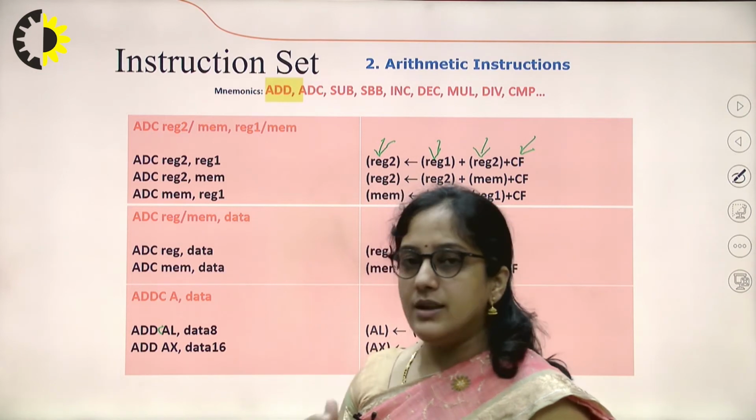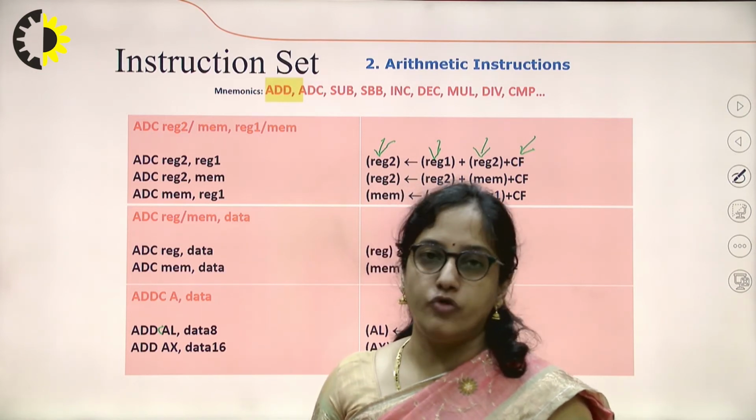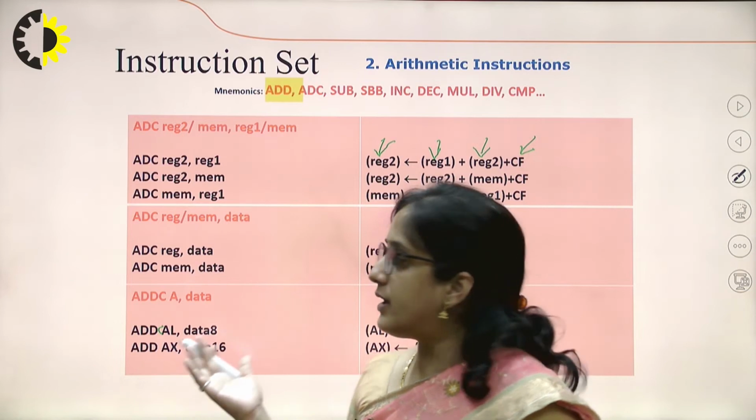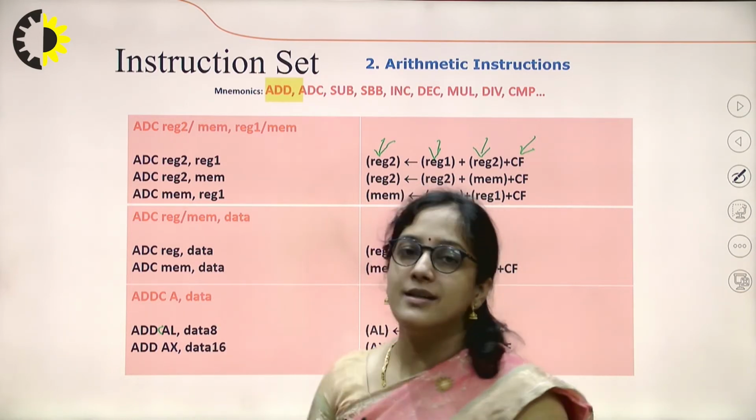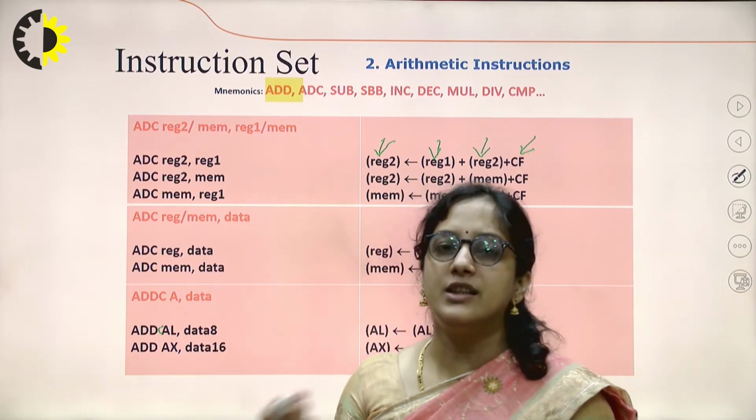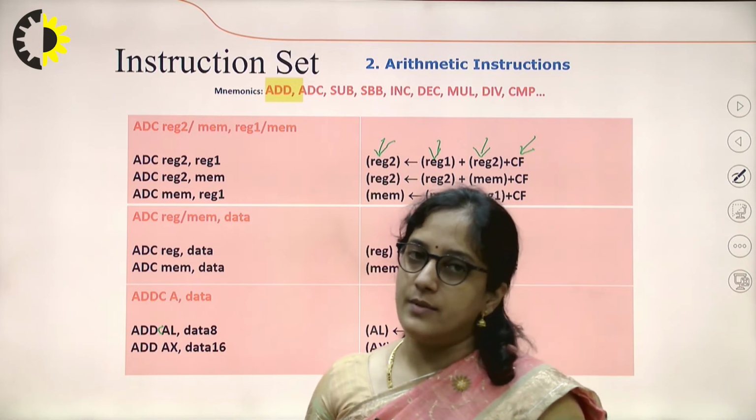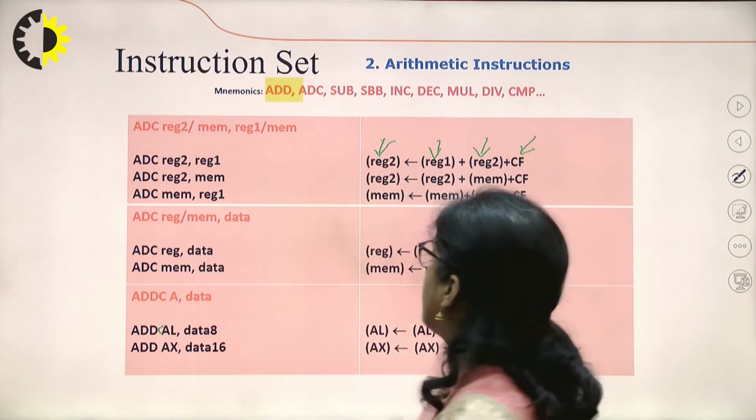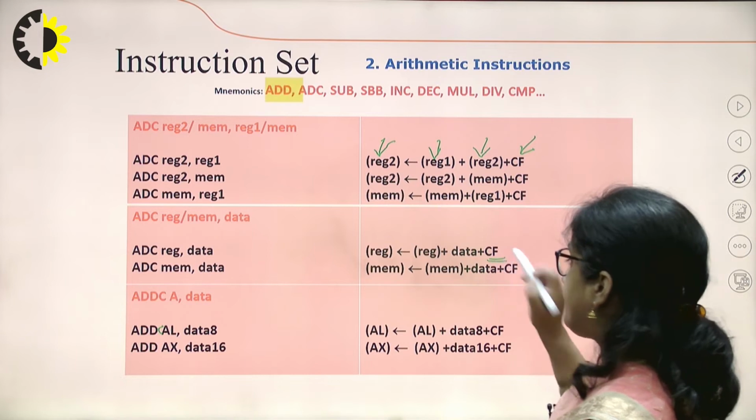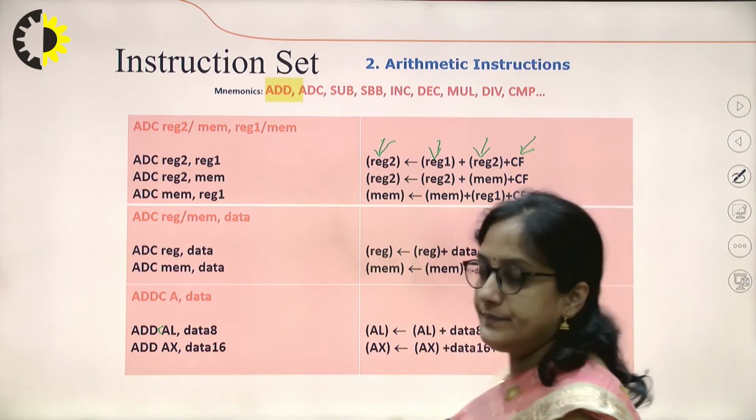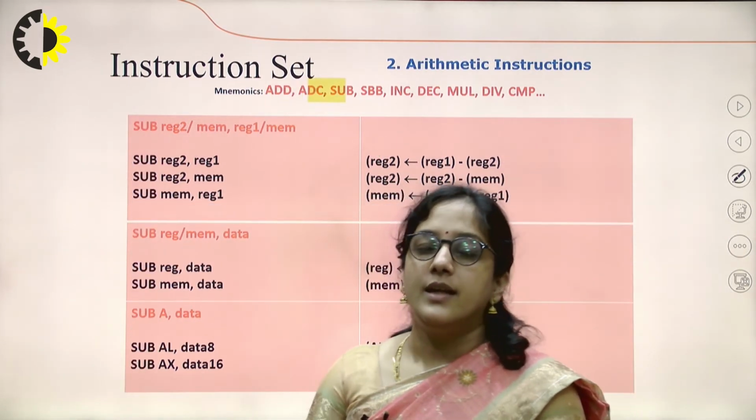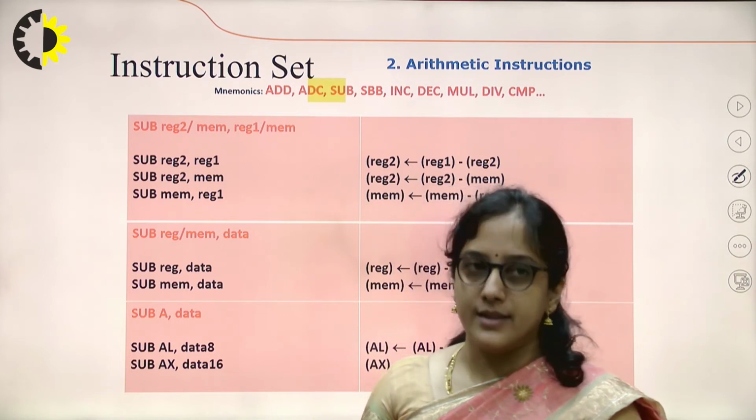Okay, there is a difference of opcode. So whenever the opcode corresponding to ADC reaches the microprocessor and is decoded, the microprocessor comes to know that it has to consider the carry flag also. Okay. Next group of instructions is SUB.